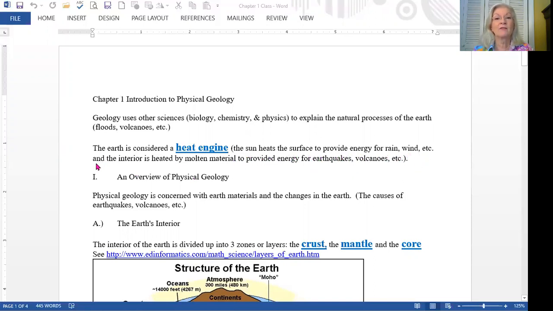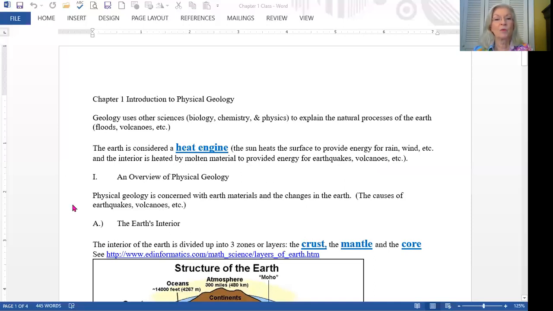When you're looking at an event that's not a surface event, say, for example, an earthquake or a volcano, that energy comes from deep inside the Earth. The molten material inside the Earth's core rises up because hot things tend to be less dense and rise up, and cold things tend to sink down. And so this hot material is coming up, and the end result is that it will provide energy for earthquakes, volcanoes, tectonic plate movement, all of those sorts of things. As we go along, I hope you'll see the connections.